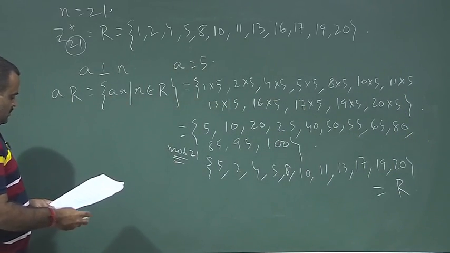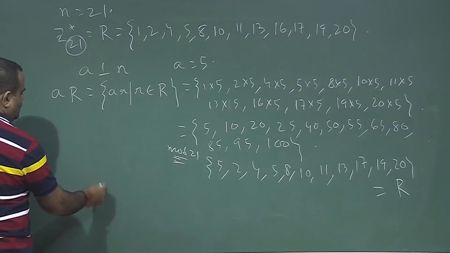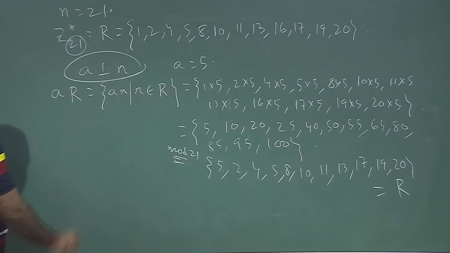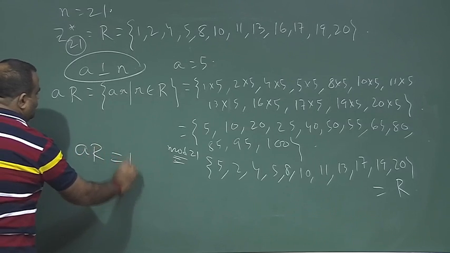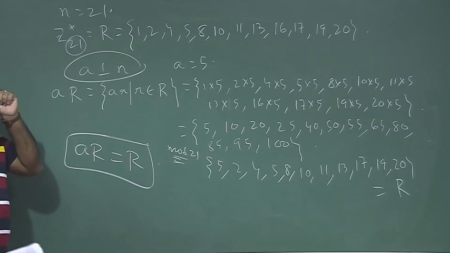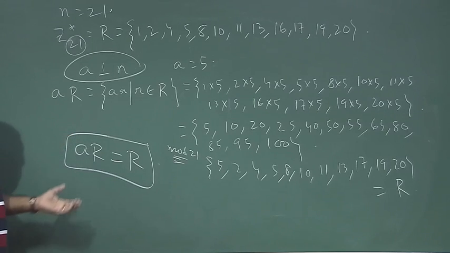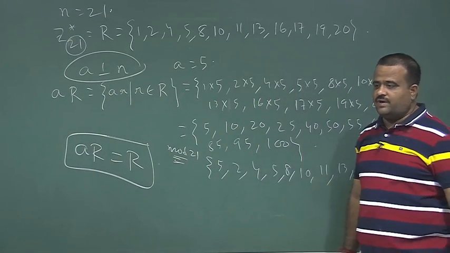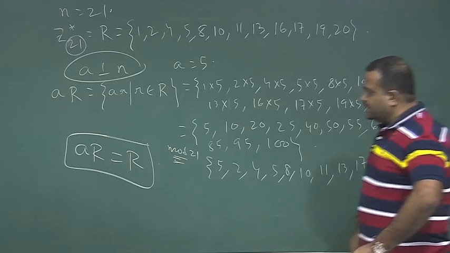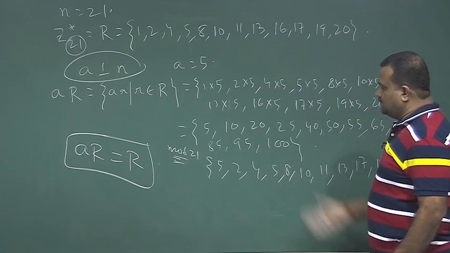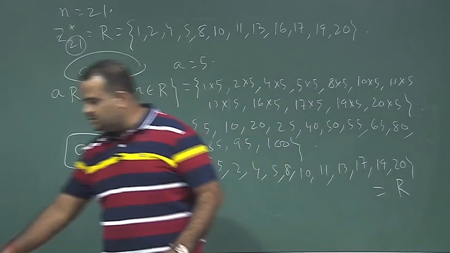We have already proved this theorem: in general, if a is co-prime to n, then AR is basically R. We used this theorem in Fermat's little theorem, and we are going to use it for proving the next result on the Euler phi function. This is by example, where we are getting R back, but we have already proved this theorem.